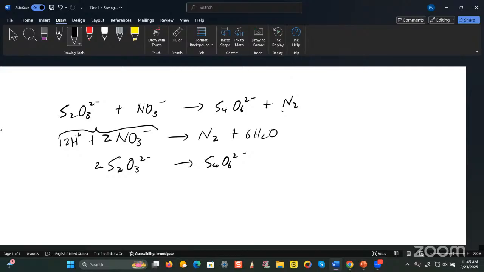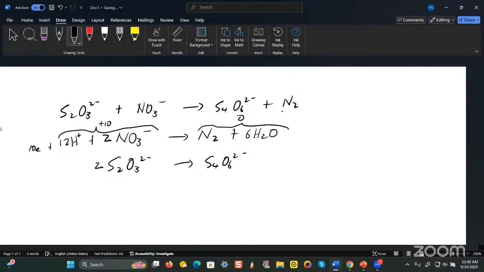12H plus 2NO3 would be what? 10, right, plus 10, plus 10, right? And how many charges do we have on the right side of the same equation? Neutral on the right side, 0. Exactly, no charges. So, to which side would you add electrons and how many would you add to that side? 10 to the left, exactly. So 10 electrons on the left side.